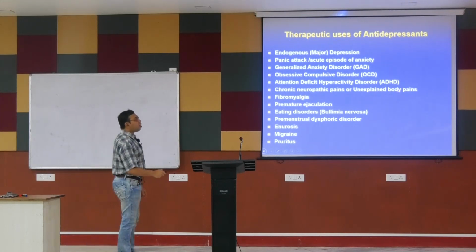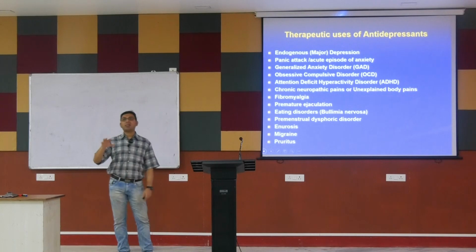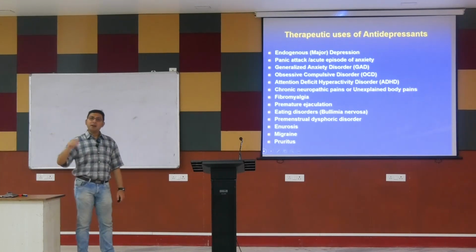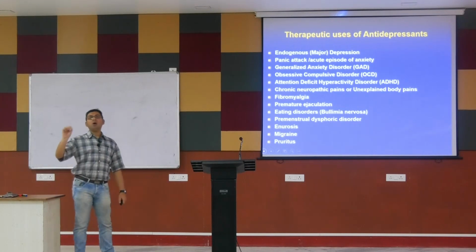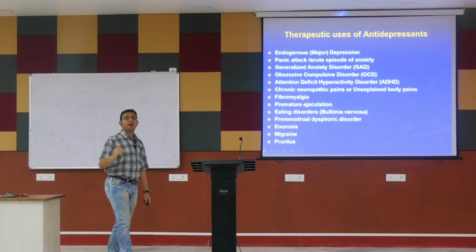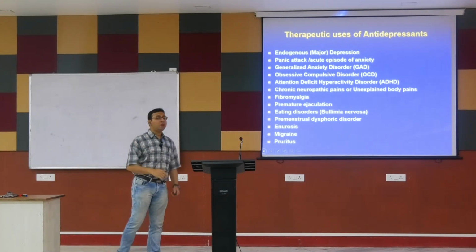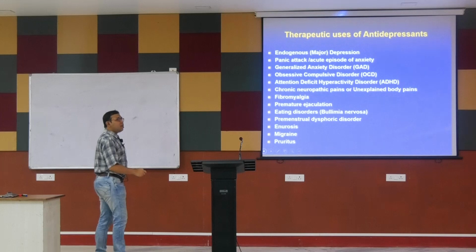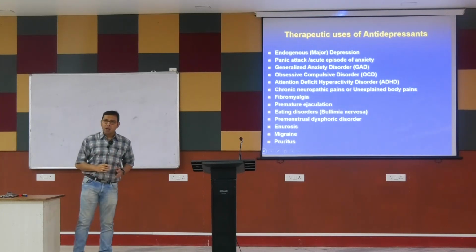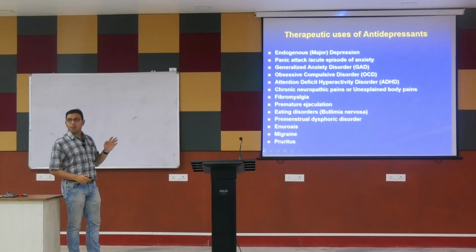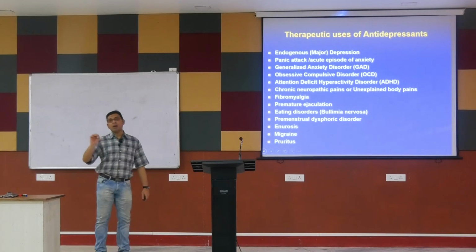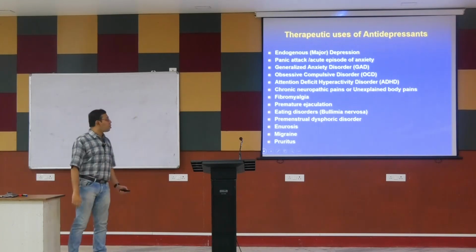Chronic neuropathic pains or unexplained body pains. The first line drugs for neuropathic pain are different types of SNRIs and then SSRIs. Usually duloxetine or desvenlafaxine or venlafaxine is used. Then other SSRIs like escitalopram or fluoxetine can be used. Fibromyalgia is similar to the chronic unexplained pain symptoms, where antidepressant drugs are also used. Premature ejaculation, already we have seen different antidepressant drugs can be used.